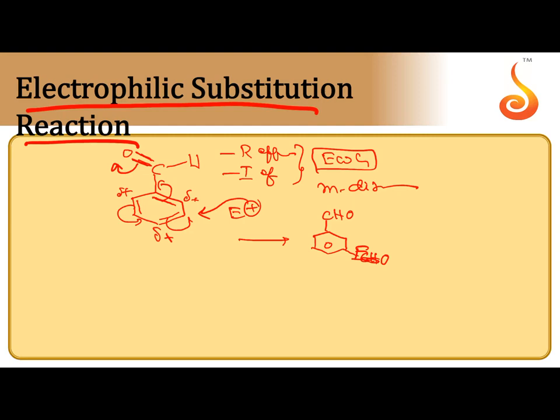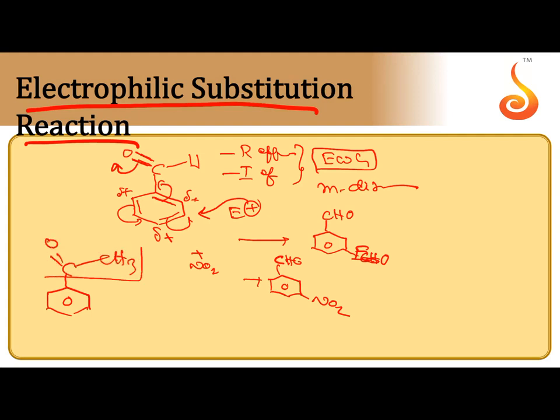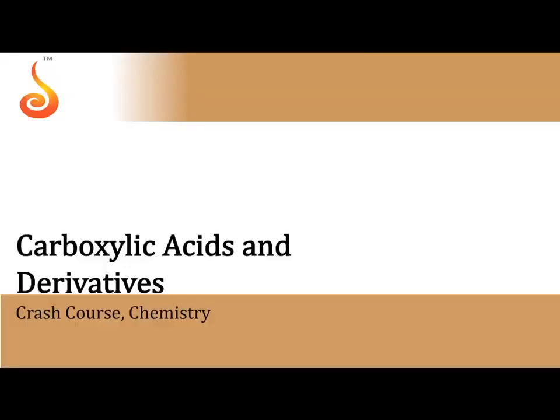So when benzaldehyde is treated with nitration mixture, NO2+ can attack at the meta position, producing meta-nitrobenzaldehyde. The same type of reaction is given by aromatic ketones also. Suppose acetophenone, this is the keto group. That keto group also acts as a meta-directing group, an electron withdrawing group. But the electron withdrawing nature is less when compared with CHO.